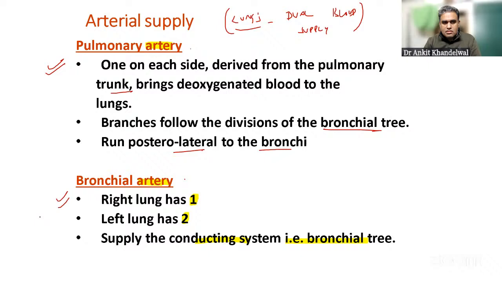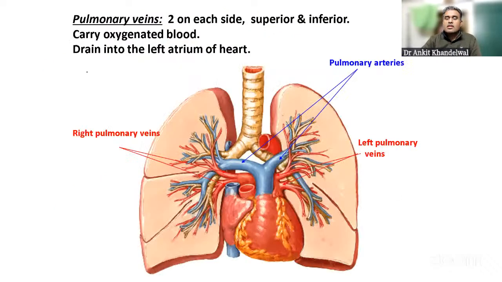Can you understand the basic difference, guys? This is oxygenated blood, and pulmonary artery is deoxygenated. It is going there to be oxygenated by the air. Bronchial artery is itself oxygenated. It is supplying the lungs. Right lung will have one bronchial artery, left lung will have two bronchial arteries. From where do they come? We'll see in a while. But the pulmonary veins, we all know, where do they drain into which chamber of the heart? Obviously, left atrium of the heart.